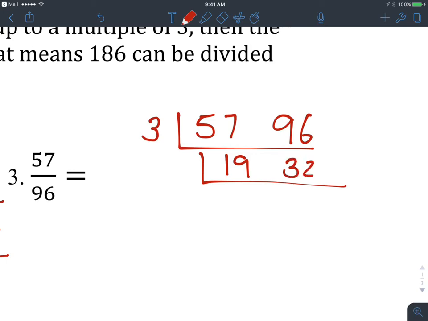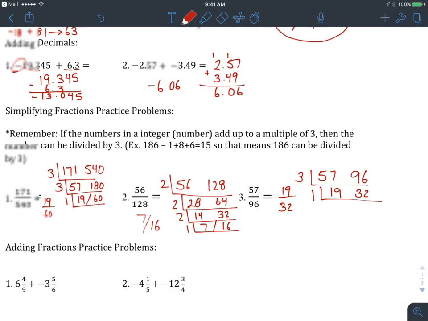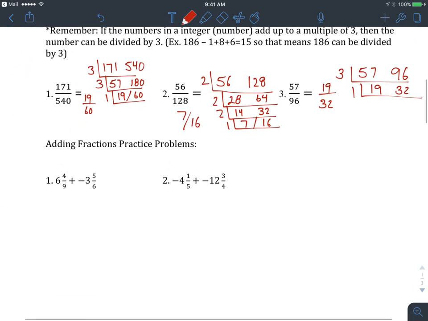And then is there a number that will go into 19 and 32? 19, well, 3 will not go into that because 9 plus 1 is 10. And then 32, 3 will not go into that because 3 plus 2 is 5. They're not both even, so I'm thinking 1. And so that means that my simplified version of this is going to be 19 over 32. So that we're done with those.